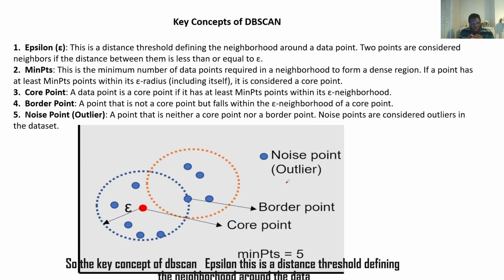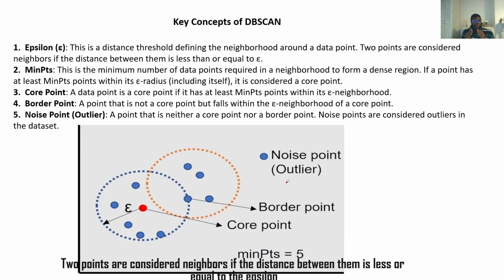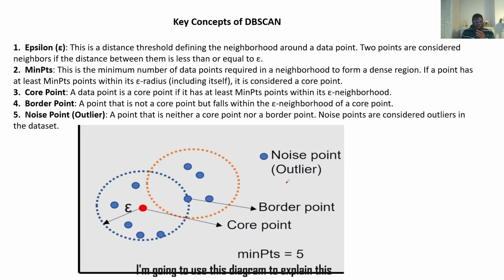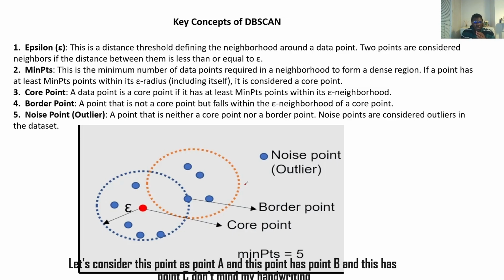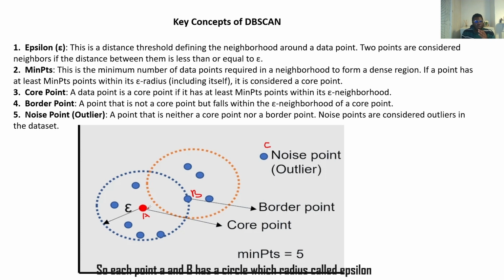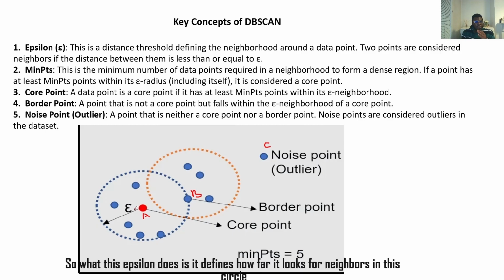So the key concept is epsilon. This is a distance threshold defining the neighborhood around a data point. Two points are considered neighbors if the distance between them is less than or equal to epsilon. I'm going to use this diagram to explain this. Let's consider this point as point A, this point as point B and this as point C. Don't mind my handwriting. Each point A and B has a circle with a radius called epsilon. What epsilon does is define how far it looks for neighbors in this circle.